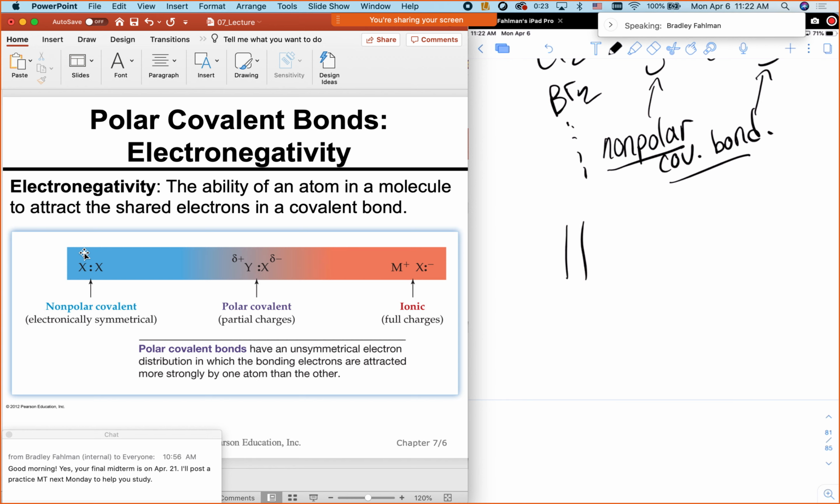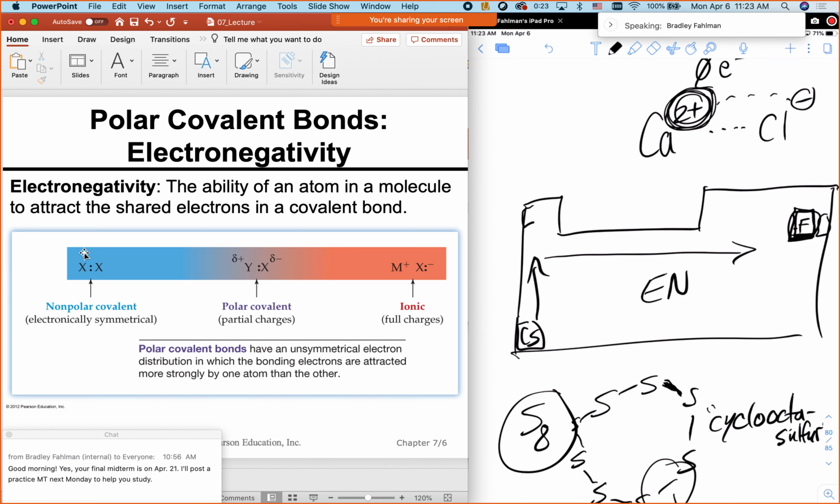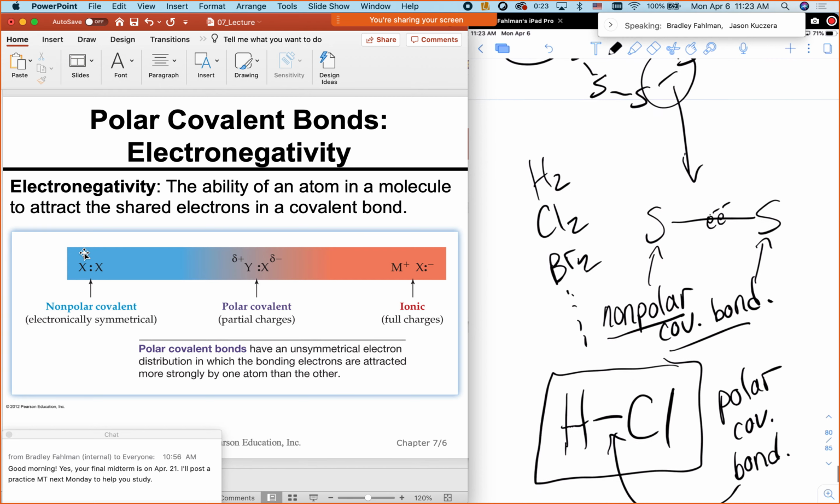But in practice, most of the time it's not, right? It's like this, for instance. Now you've got two atoms that are different, and so this is called a polar covalent bond. If you had to guess which atom in this molecule, hydrogen chloride, is more electronegative, hydrogen is way up here, and chlorine is right there. Is it chlorine? Yep, chlorine lies closer to fluorine, so it's going to be more electronegative.